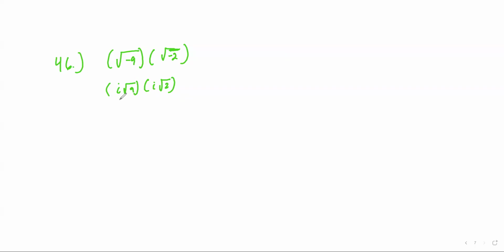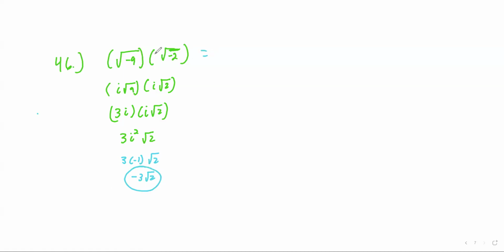Alright, so this right here, the square root of 9 is 3, so this is really 3i times i square root of 2. So when I do this, I now get 3i squared times the square root of 2, which I now know i squared is just negative 1. So this gives me negative 3 square roots of 2. So this will be the final answer.